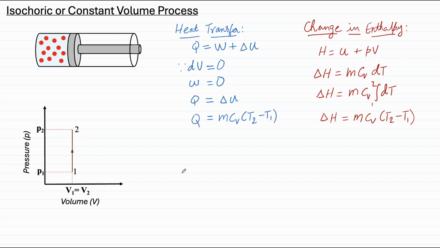To summarize, during constant volume process, the work done is 0, so there is no work done, and there is change in internal energy, which is equal to mCv (T2 minus T1), and there is heat transfer, which is again equal to the change in internal energy due to the process, and the enthalpy is again going to have the same expression as the change in internal energy, that is mCv (T2 minus T1).